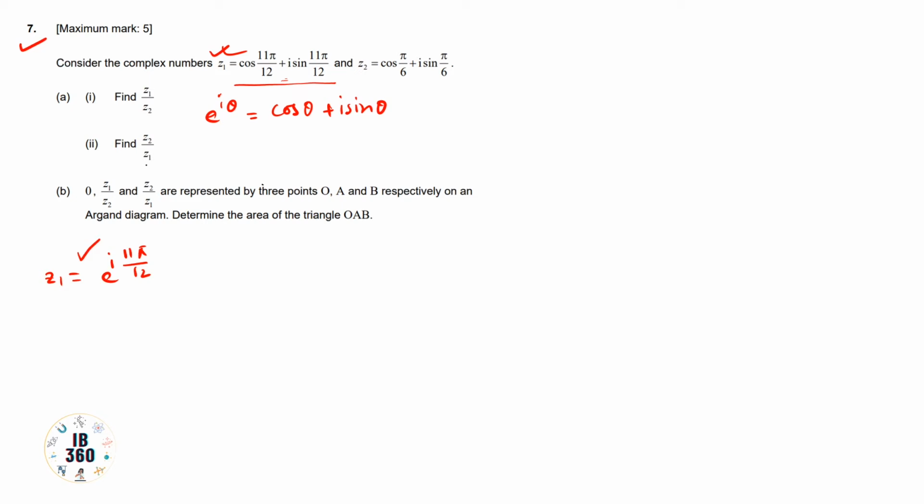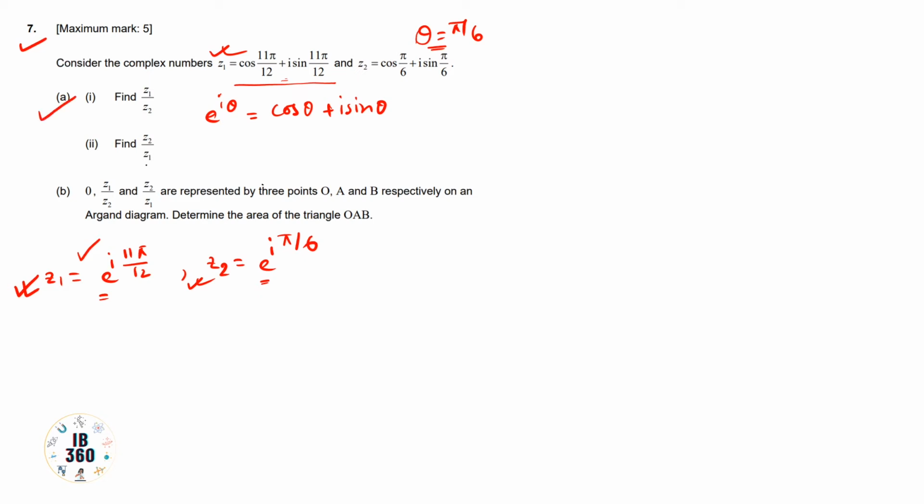So this is e to the power i 11π/12. And for z2, this will be cos π/6 + i sin π/6. So for this instance theta will be π/6, so here we are writing e to the power i π/6. Basically these are the complex terms in terms of exponential terms.